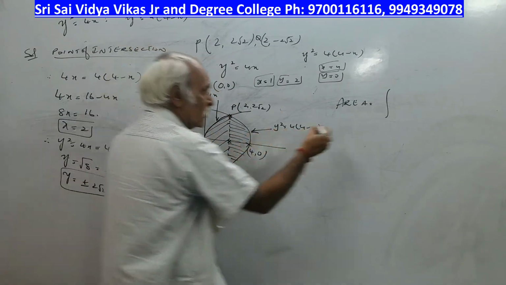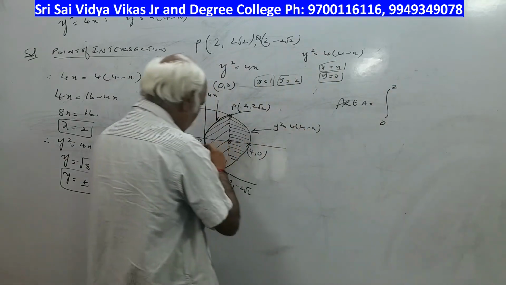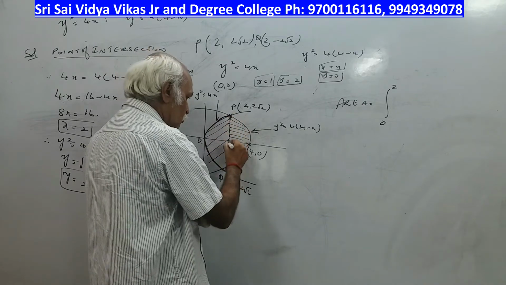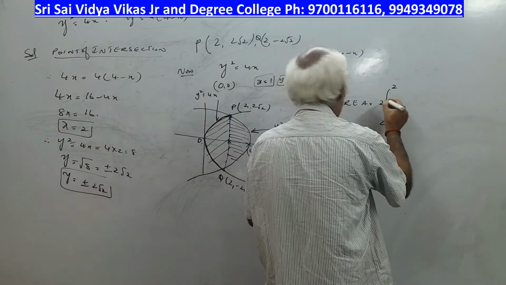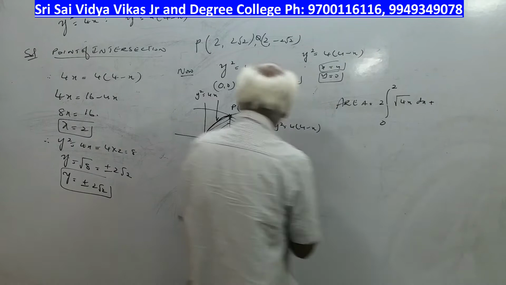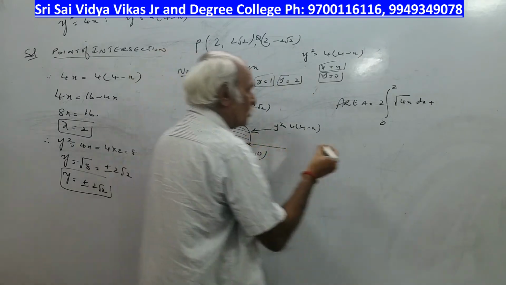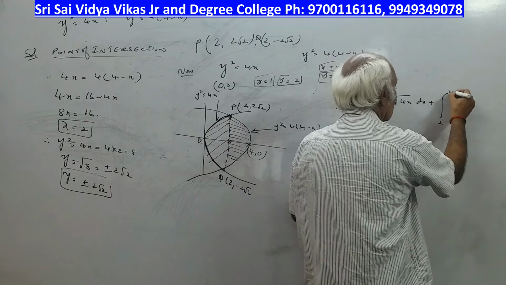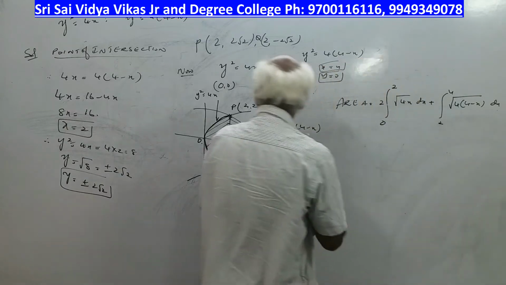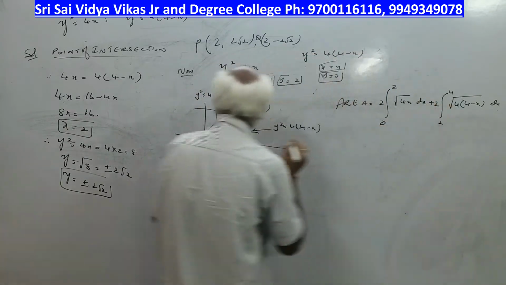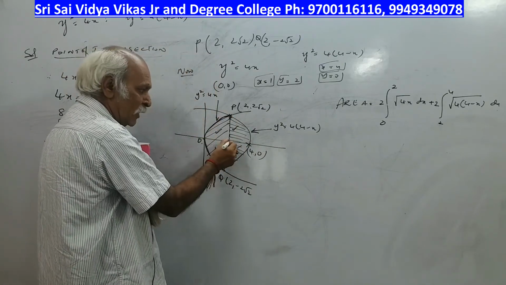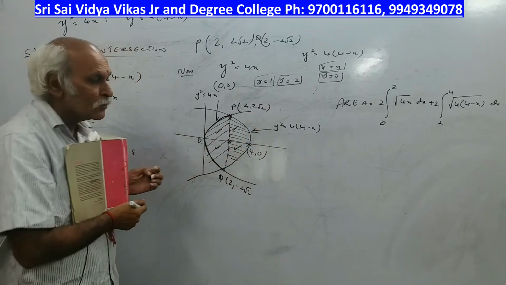From 0 to 2, one area. 0 to 2, this curve we have to consider, from 0 to 2. So 2 times root of 4x plus, and this second curve from where? 2 to 4, root of 4 into 4 minus x. అర్థమైందా సార్? ఇక్కడ ఇది కూడా 2 times. Why 2 times? Here this is there, this is there, this is there, this is there. ఇక్కడ నుంచి ఇక్కడ దాకా 0 to 2 1 point, again from 2 to 4 one more point. So this area we have to find out.